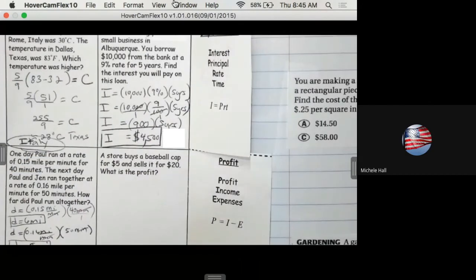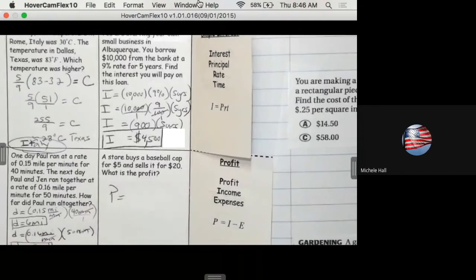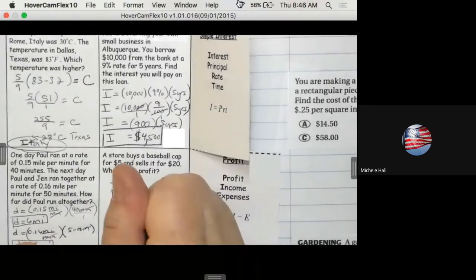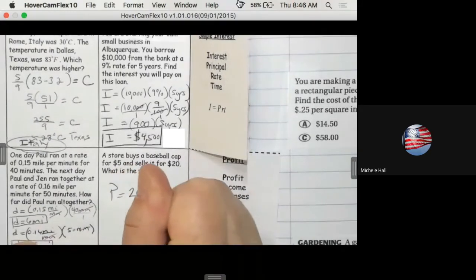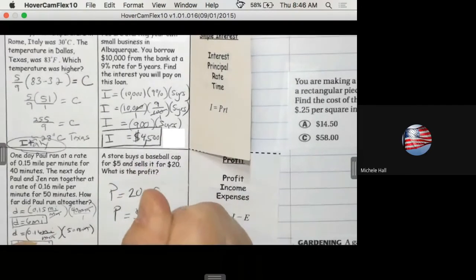A store buys a baseball cap for $5 and sells it for $20. What is the profit? Profit equals income minus expenses. Well, he made, what's that? The expenses are $5. There you go. He makes $20 and he bought it for $5, which would be an expense. So his profit would be $15.